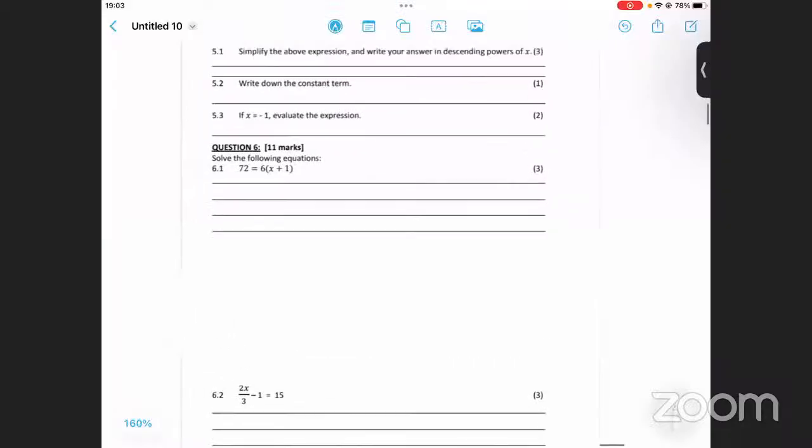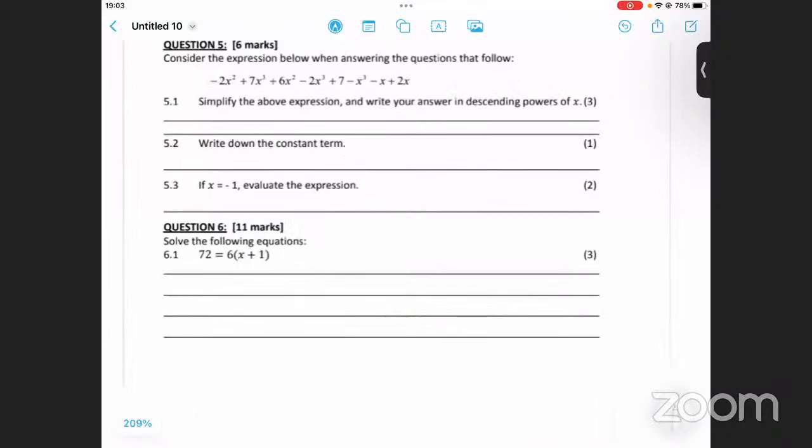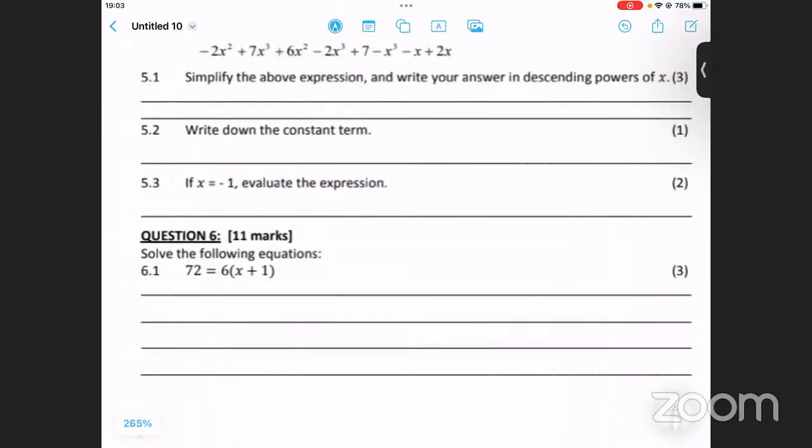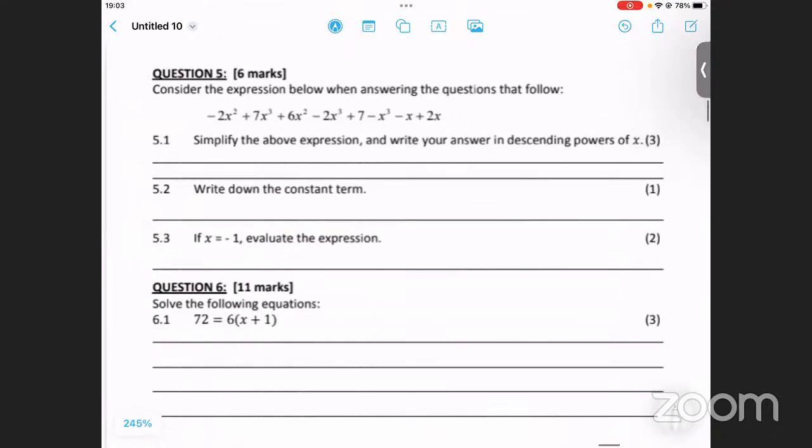So we are going to be doing these questions today, which were written, I don't know the year, but it was an exam written by your mates. It's question 5. We are given an expression that we must consider, and we're answering questions 5.1 up until 5.3 based on this expression that you see here.